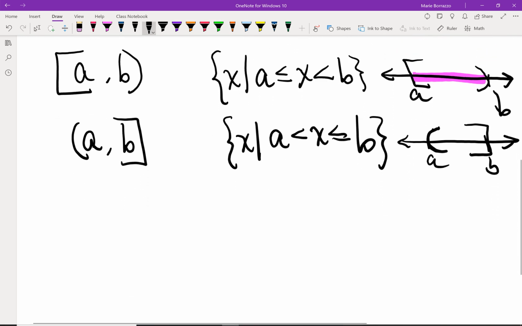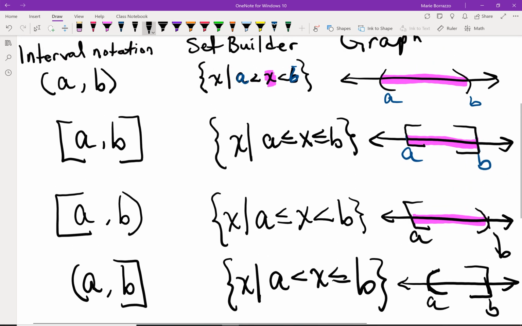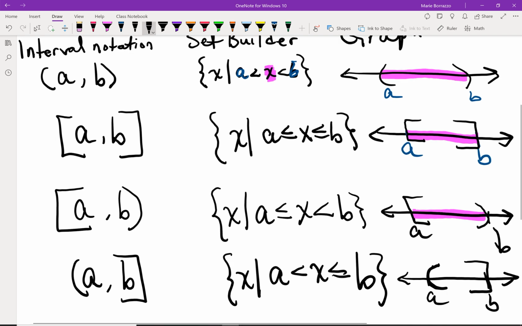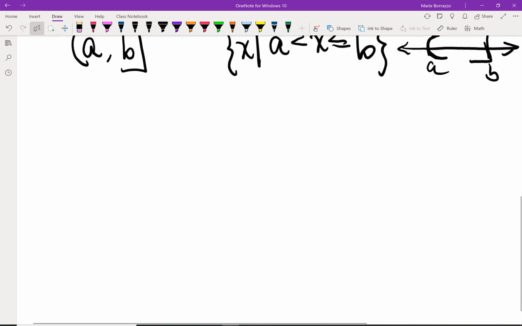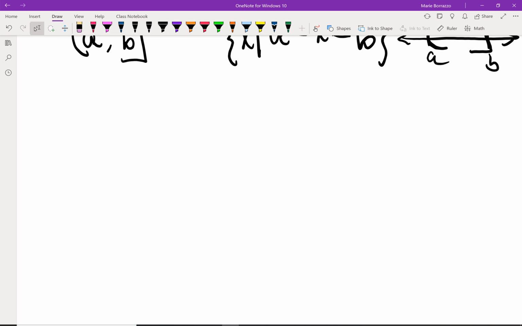So these first four are extremely important that you understand them and are able to answer these questions correctly. The fifth example and the sixth example that I have here have to do with infinity, and so this is what we refer to as an infinite interval.